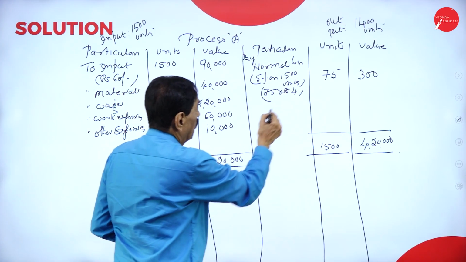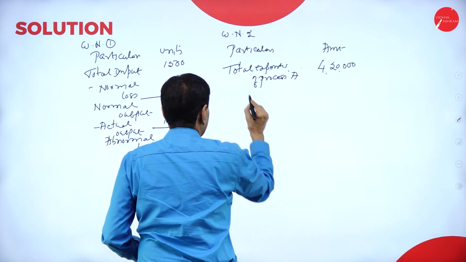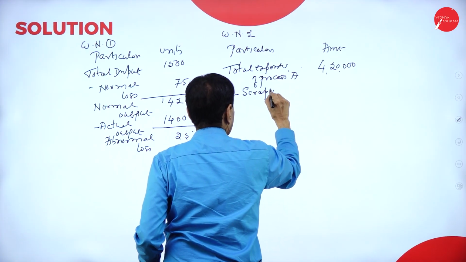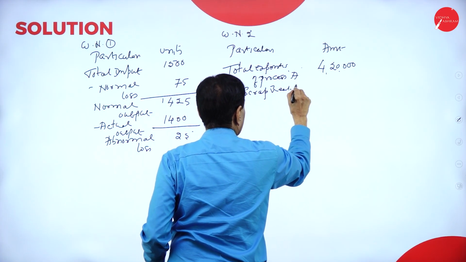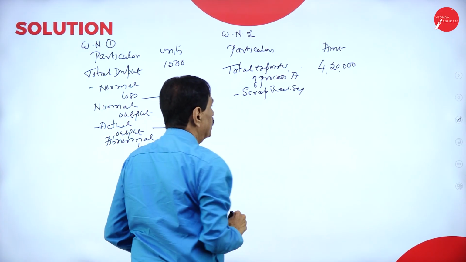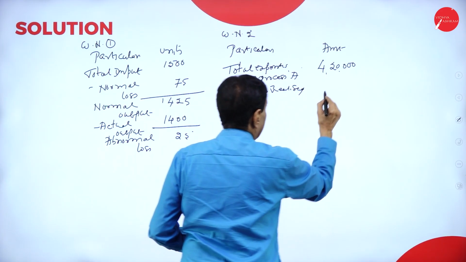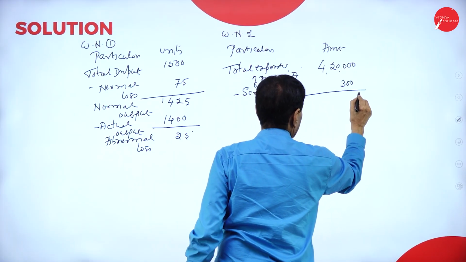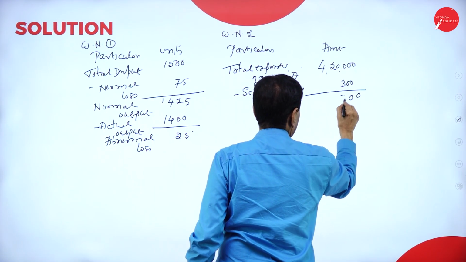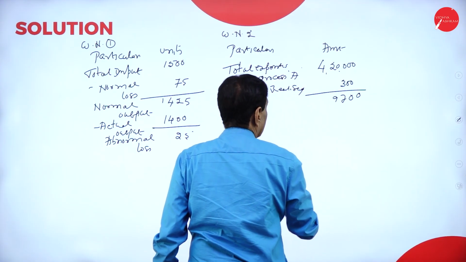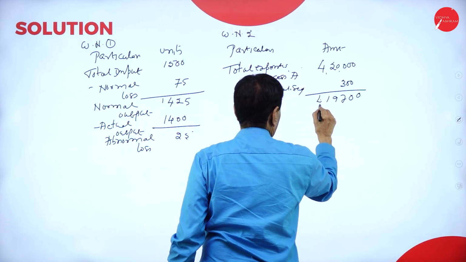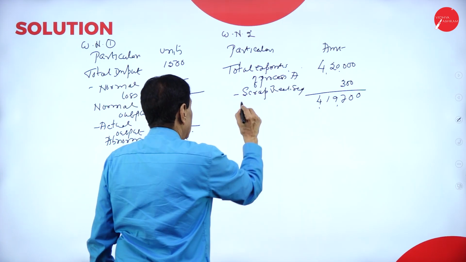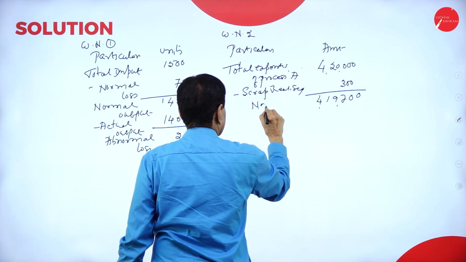So, minus, what is amount realized? 300, minus scrap realized. Scrap realized, how much money? 300. Deduct: 4,19,700. It is called normal cost.